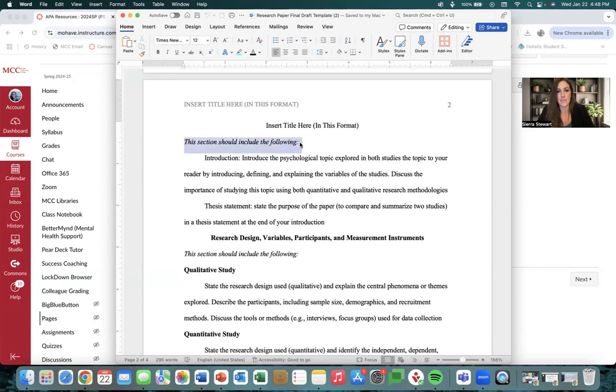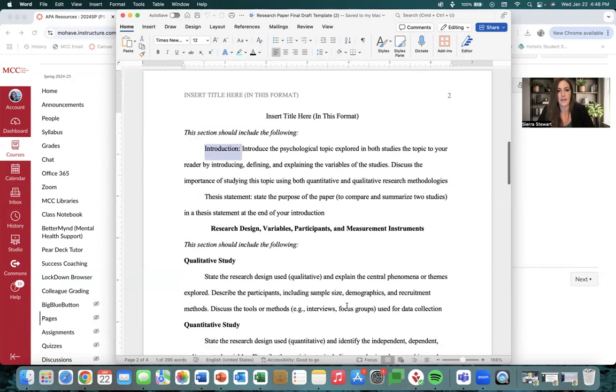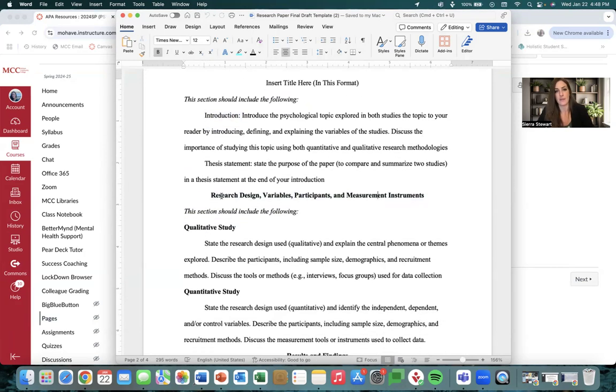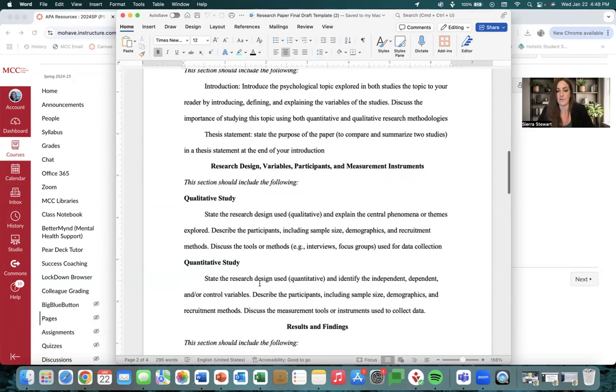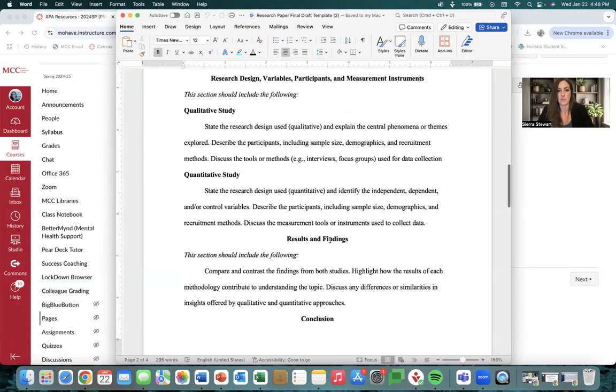You can go ahead and delete everything that's in this italicized font here, and you're going to delete your introduction right here. And then keep everything that's in bold, because these are all of your titles or your subtitles, and we need to make sure that everything is organized properly and outlined. So when you look at this, you know exactly where your research design and variables are for each of the qualitative and quantitative studies. Same thing with your results and your findings.